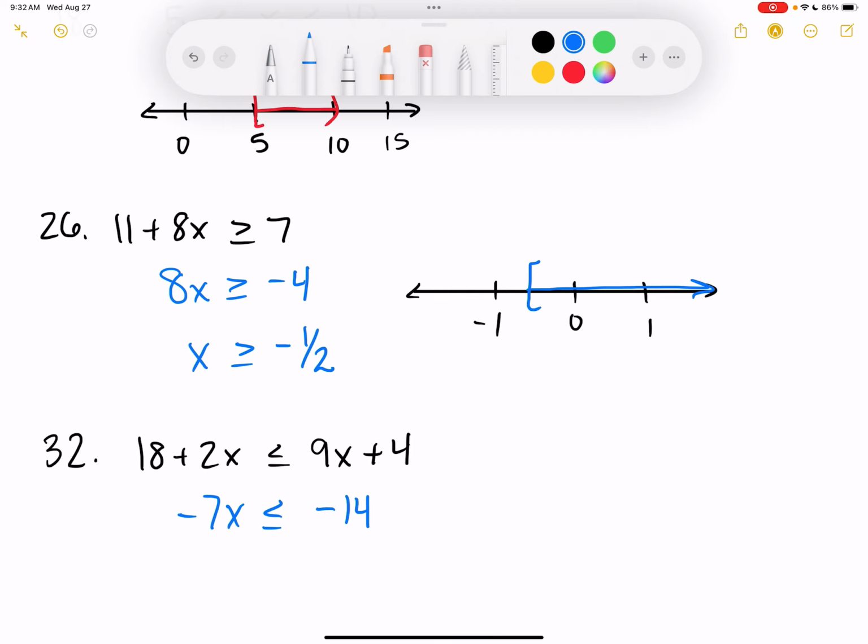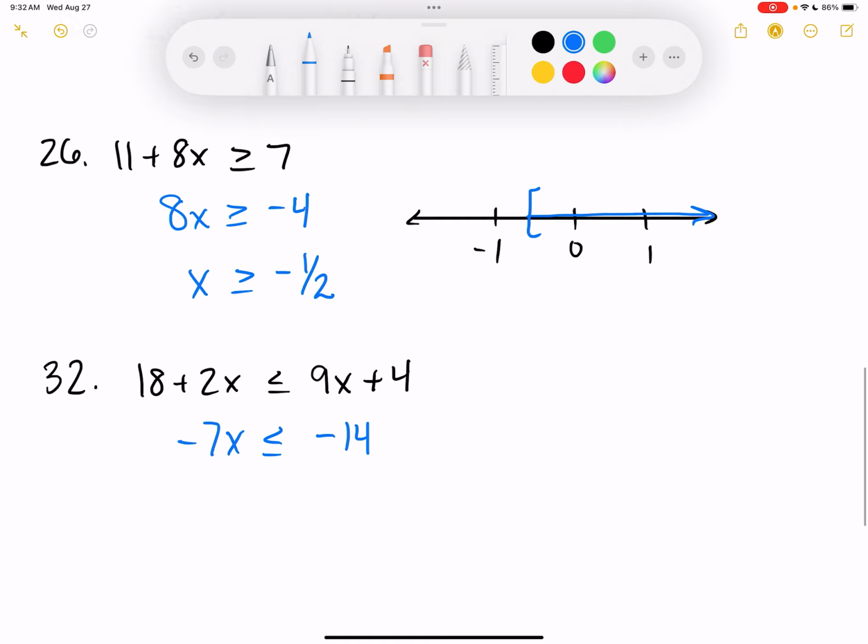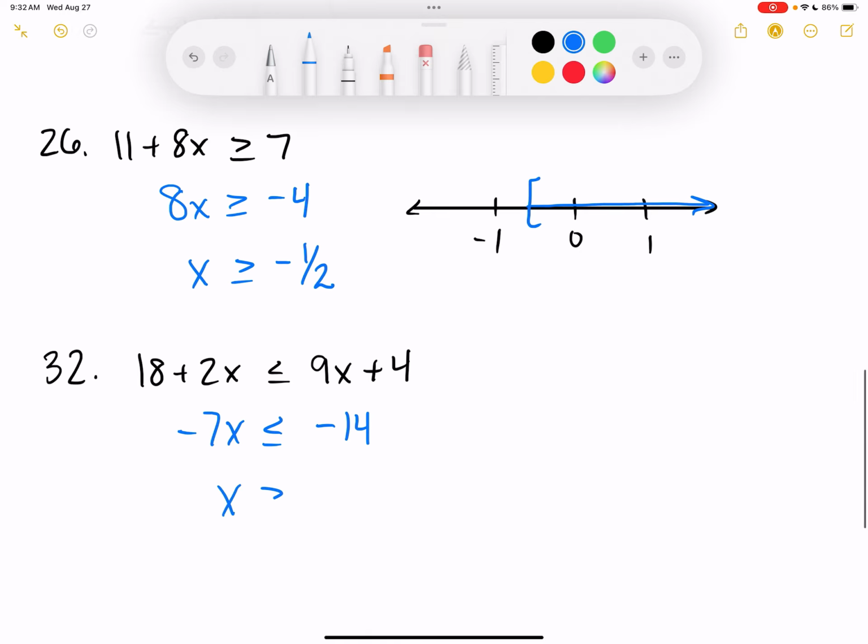Now, what happens when I multiply or divide by a negative across an inequality? This side flips. Yep, it's going to flip it. So x is greater than or equal to positive 2. And then just graph it. We've got a bracket at 2 going to the right.